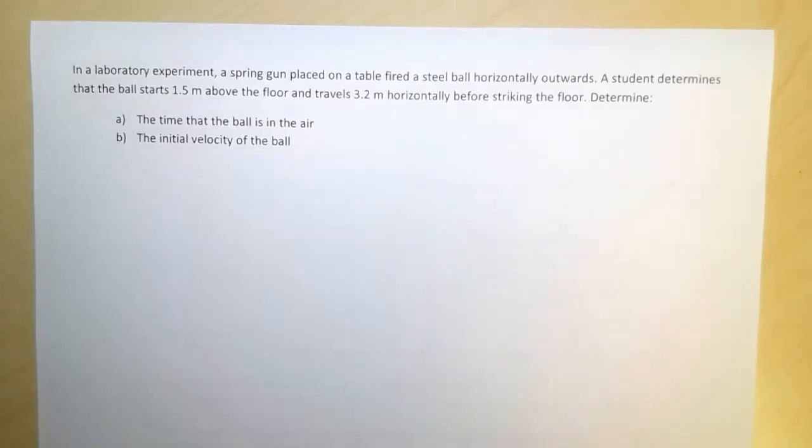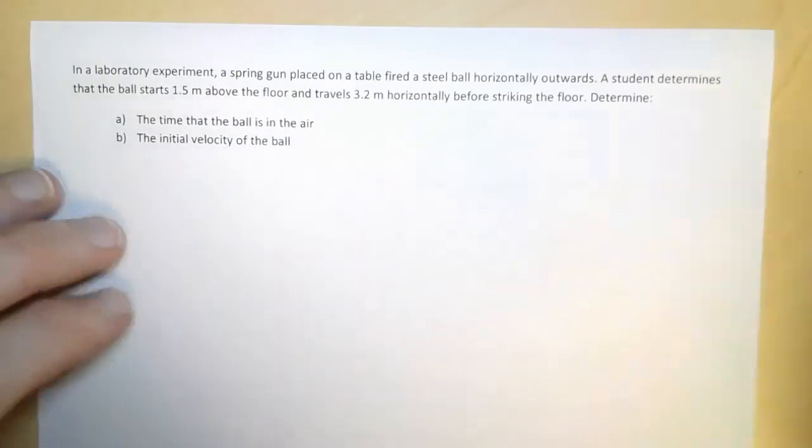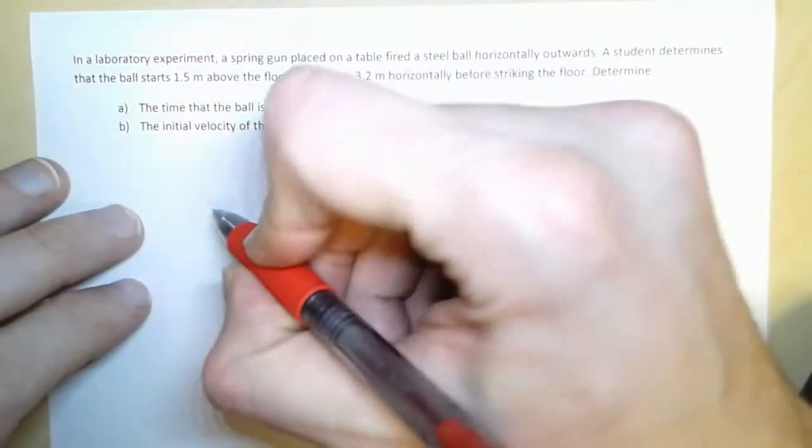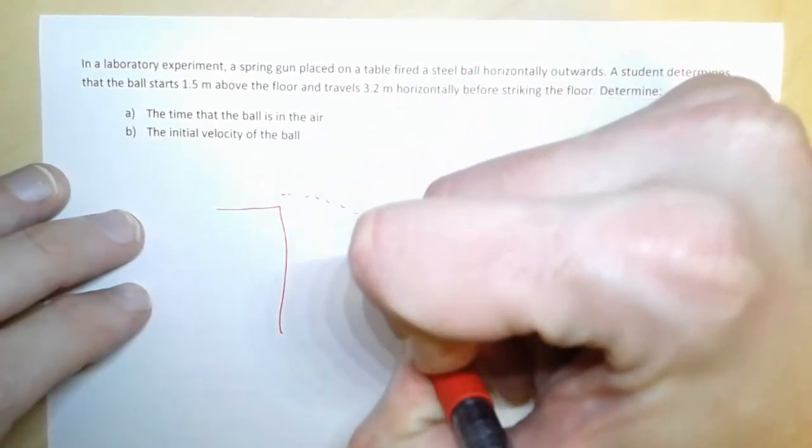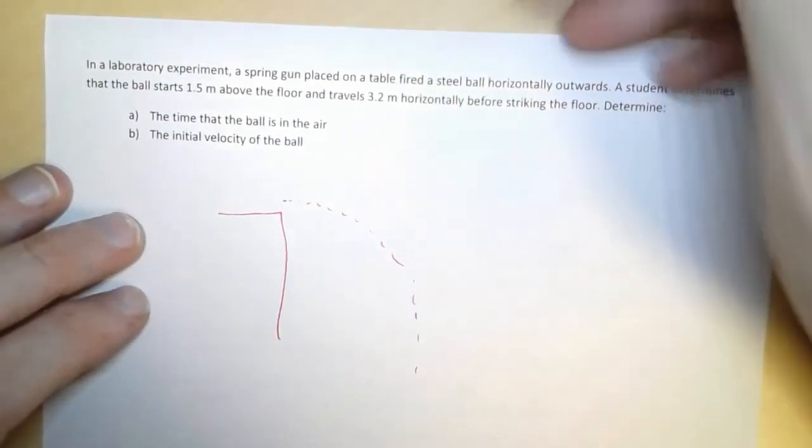So in this physics problem, we have a spring gun that's placed on a table, and it fires a ball horizontally outwards. And a student determines that the ball starts 1.5 meters above the floor and travels 3.2 meters horizontally before striking the floor. All right, so what we've got is the ball, and it's fired out horizontally until it hits the ground.